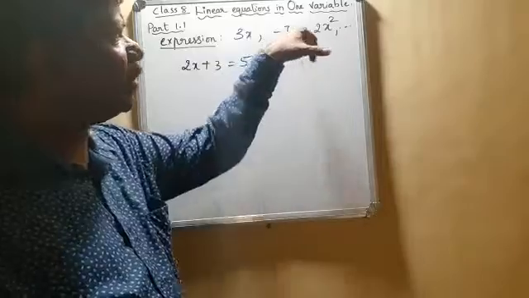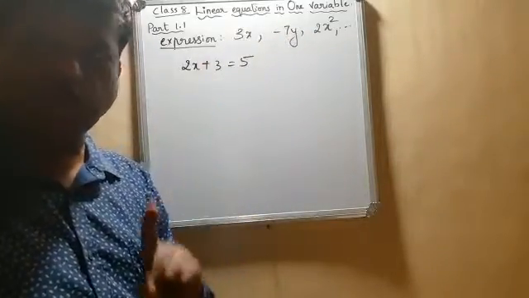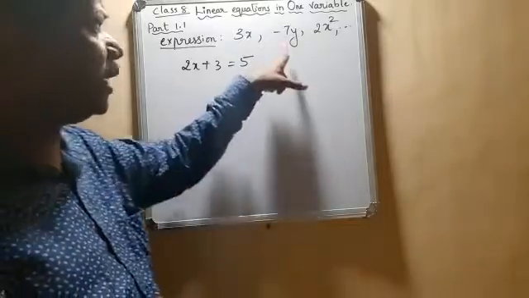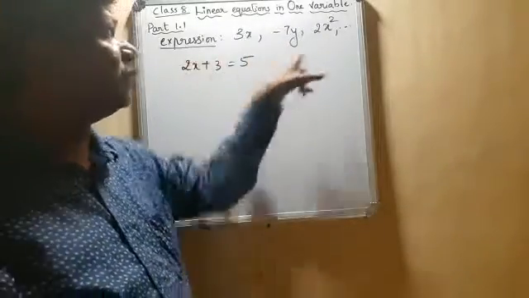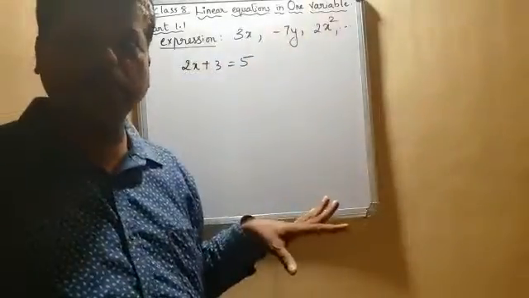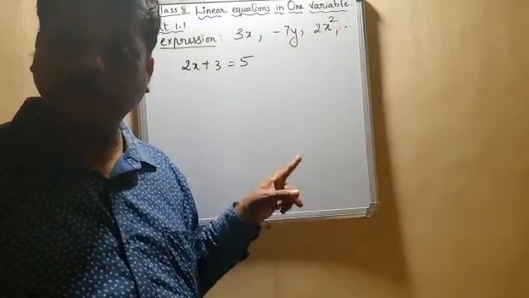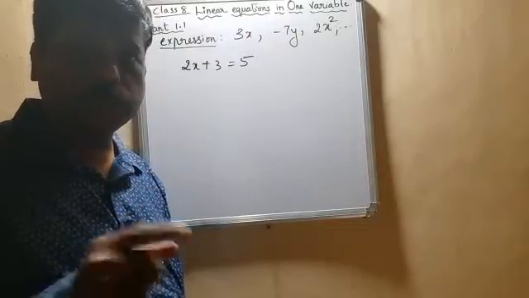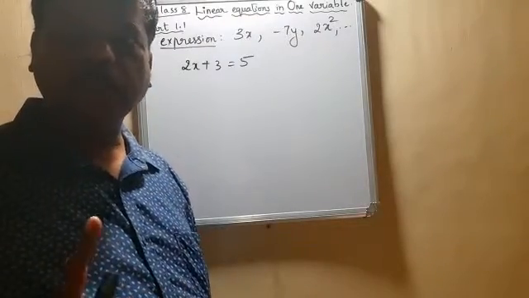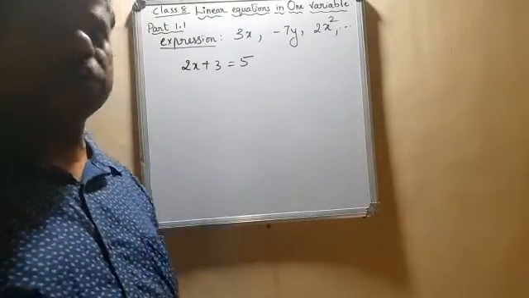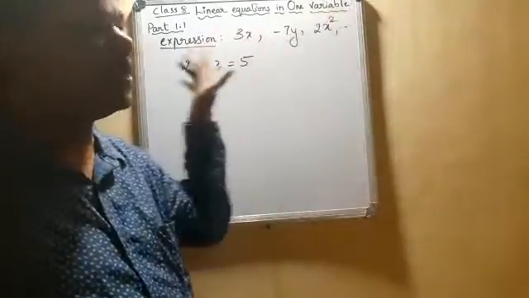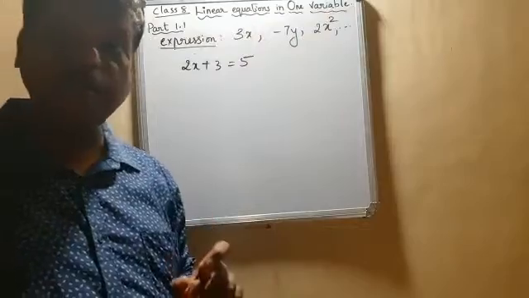Now minus 7y, y is the variable. What is its power? Its power is 1. So this is also a linear term. 2x square. Now x is the variable, but the power which it has is 2. So it is not having 1 as its power. So this is not a linear term. So it is something else. So we will eliminate this and we will take only the first two as linear terms.